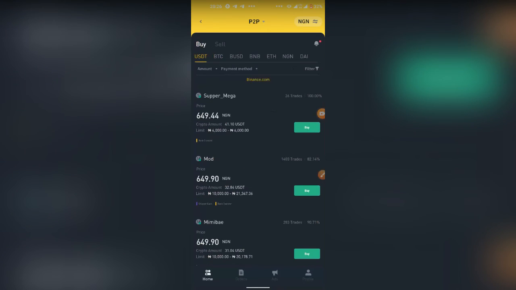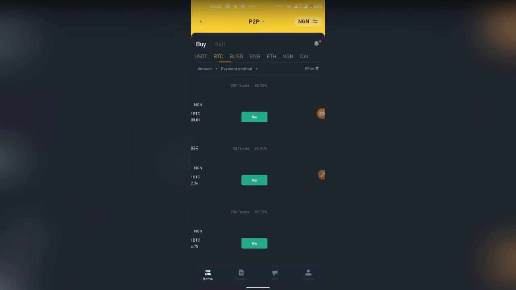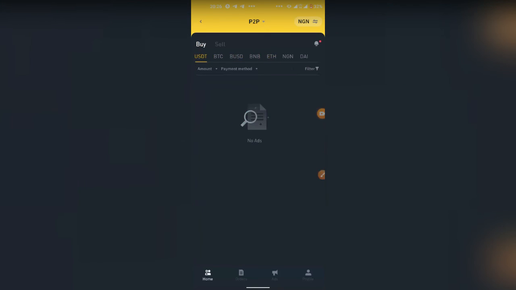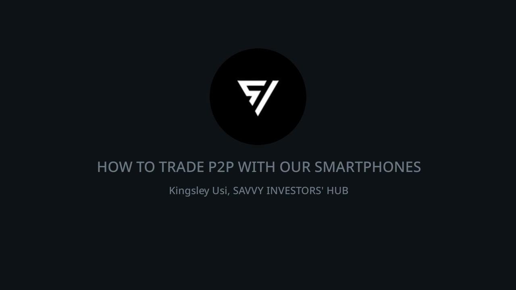Now we have different assets as well. You can buy USDT, you can buy BTC, BUSD, BNB, Ethereum, NGN, Fiat Balance, and you can actually buy DAI as well, right? So now if I want to buy, I want to use the P2P buy to make a choice of who I'm going to buy from. So I'm going to just click on one person's advert.